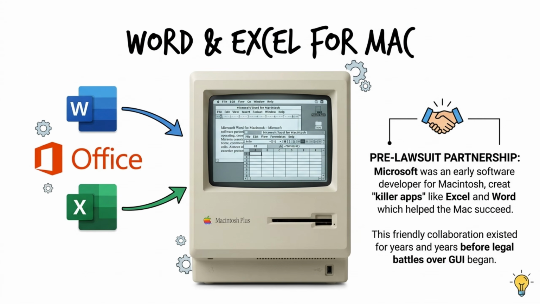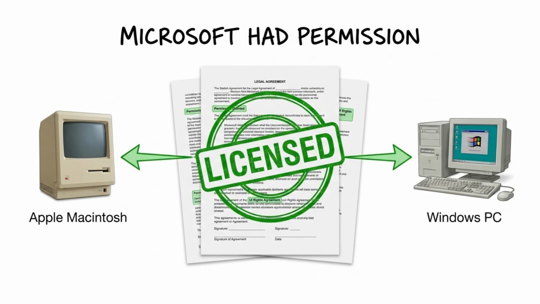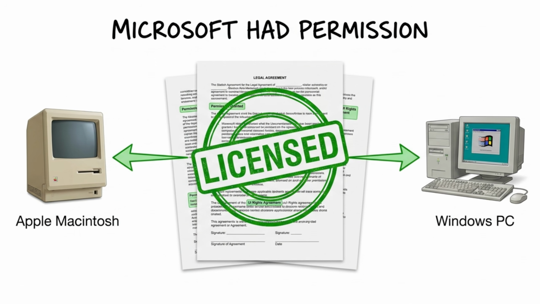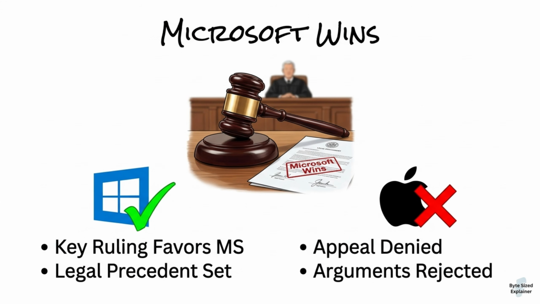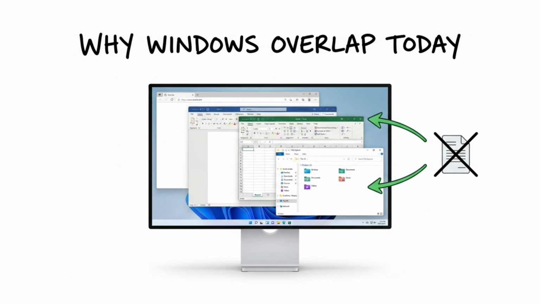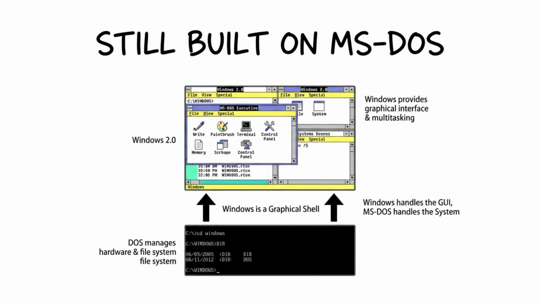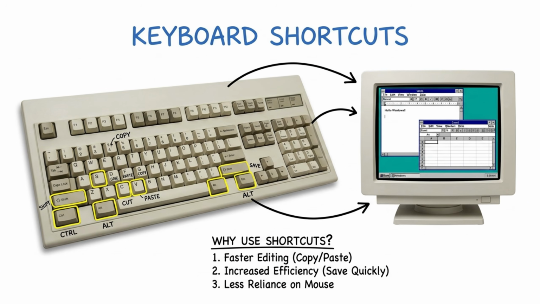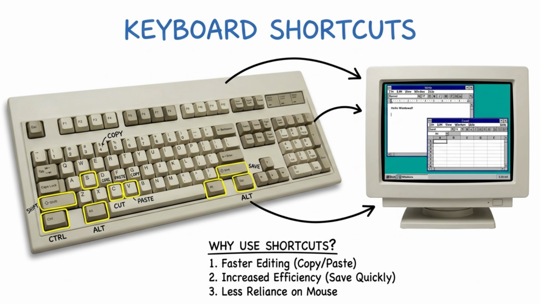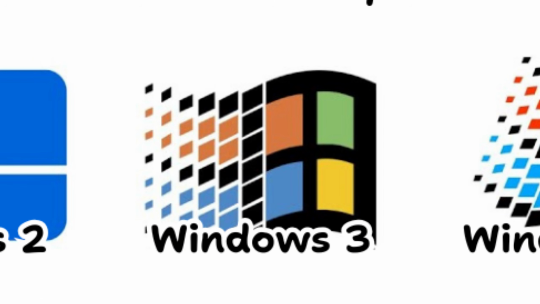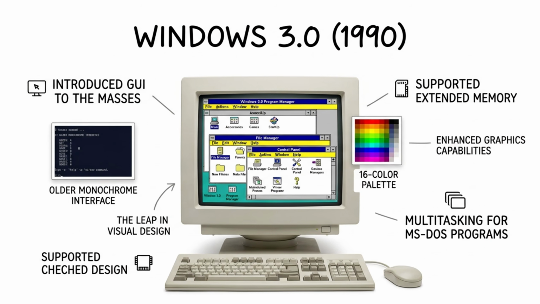Here's the juicy part. Apple had actually asked Microsoft to make Word and Excel for the Mac, so Microsoft had already seen the code and gotten a license to use some of those ideas. The judge said, sorry, Apple, you gave them permission. Microsoft won, and that's why your Windows overlap today without a lawyer knocking on your door. Also, Windows 2.0 still ran on top of MS-DOS, but now it had keyboard shortcuts. Fancy.